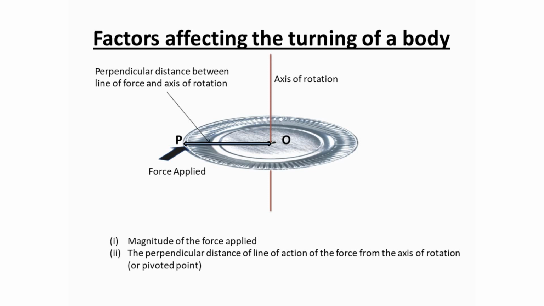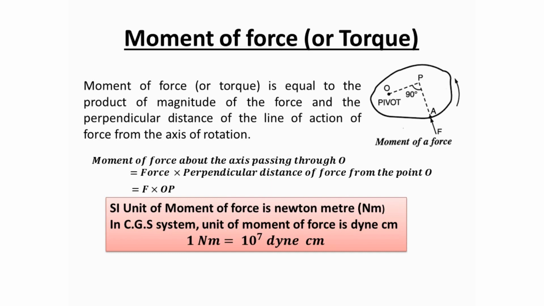Moment of force or torque. Moment of force is also called turning effect. We have just seen that turning of a body depends on applied force and distance between line of action of force and pivoted point. Thus, we can say moment of force is given as product of force applied and perpendicular distance of line of action of force from axis of rotation.